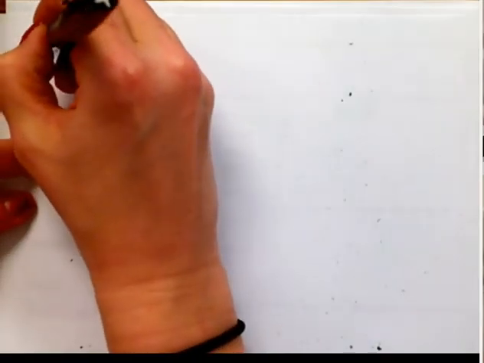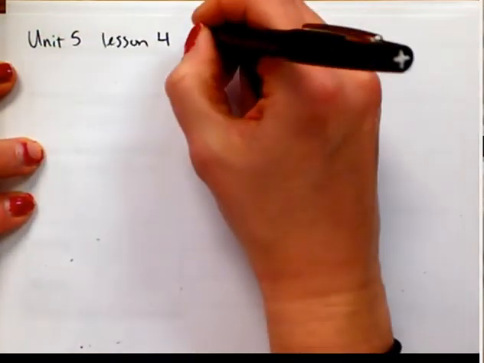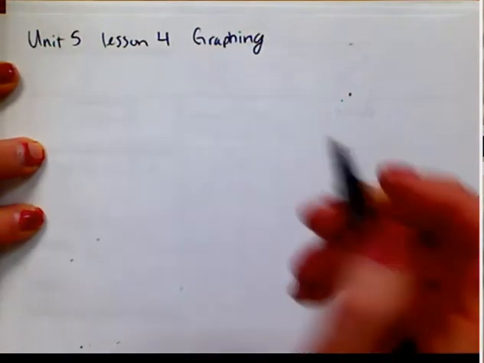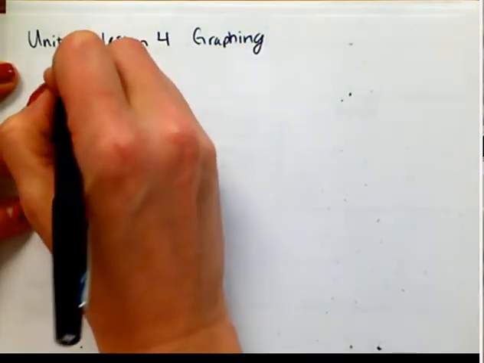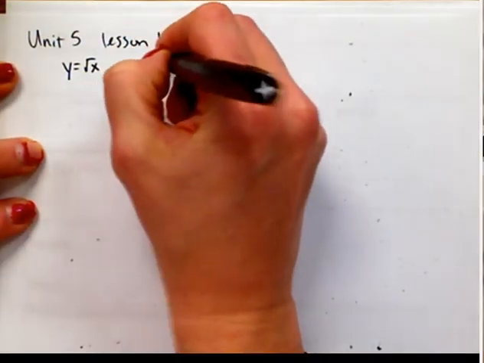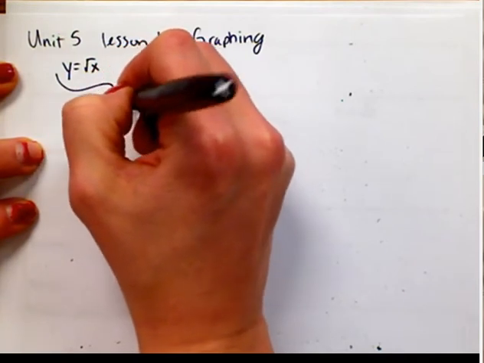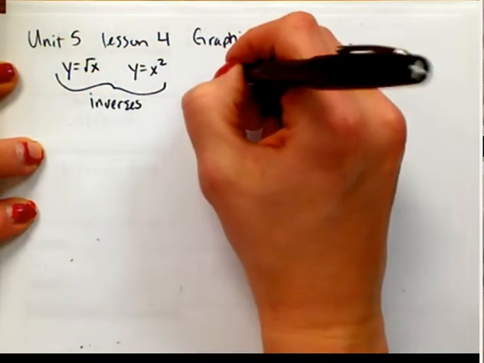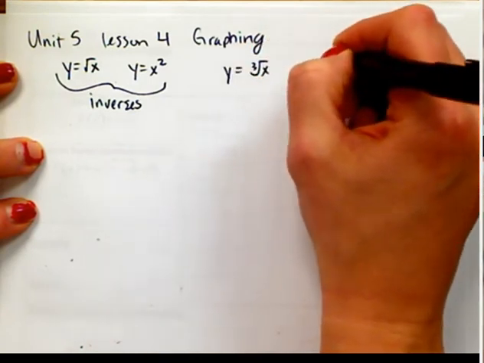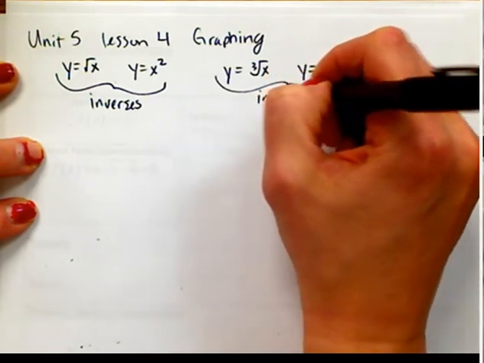All right, this is Unit 5, Lesson 4, Graphing. And in this particular lesson, we're going to go over 4 new parent functions. Okay, y equals square root of x, y equals x squared. These two are inverses of each other. And then we're going to do y equals cube root of x and y equals x cubed. Similarly, these two are inverses of each other.